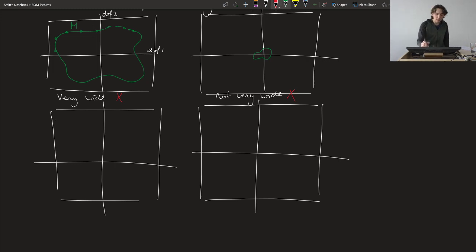So then what is something that we would be happy with? Well, consider this solution manifold. So again, this is the solution manifold. Consider this solution manifold.